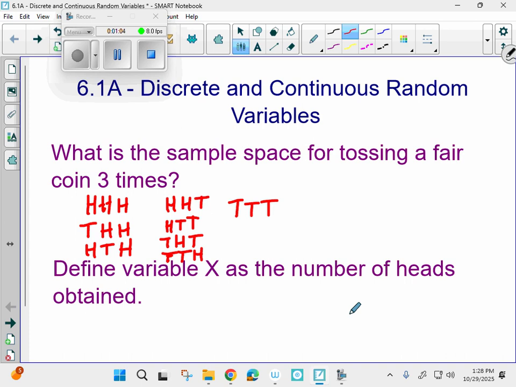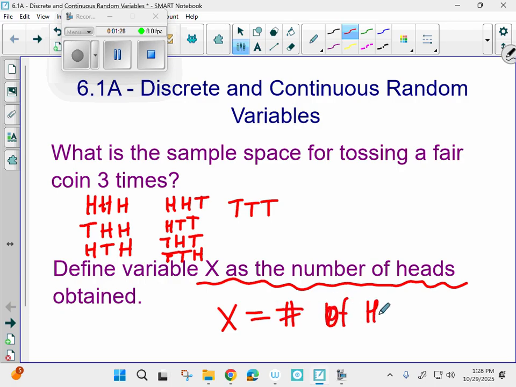Then it says define variable x as the number of heads obtained. So we are going to do random variables, and we'll write down a definition for what a random variable is here in a minute, but it's any kind of chance process that has a numerical outcome. So we're counting the number of heads. So x represents the number of heads in 3 flips of a coin.